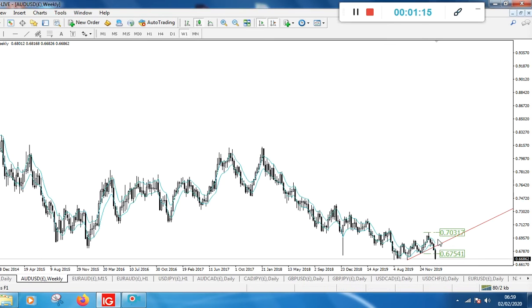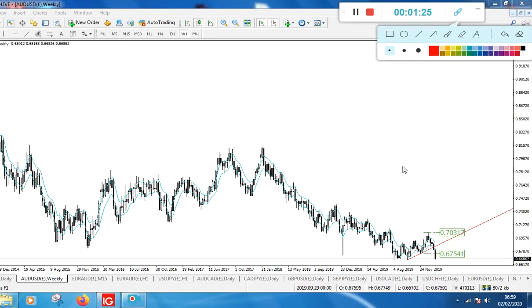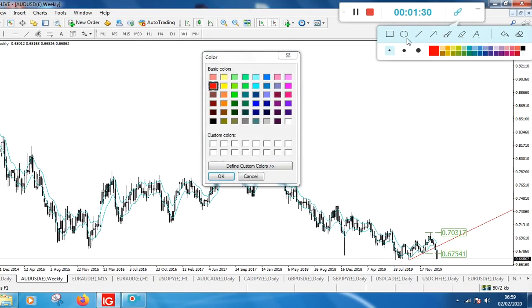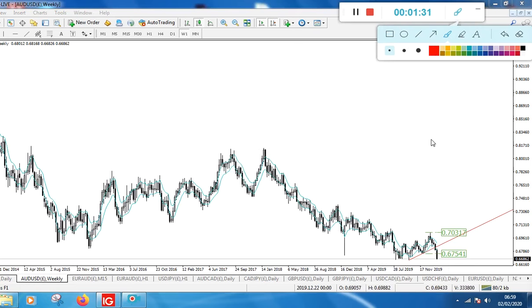So for now, if you look at the weekly charts, it's been putting nice bearish candles. So it's testing these lows down here, and I would certainly look into shorting the currency. It depends how it's going to open on Monday session.